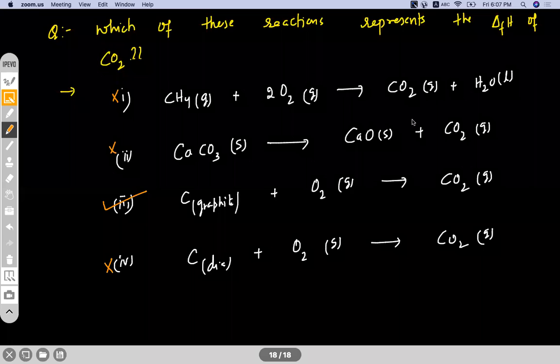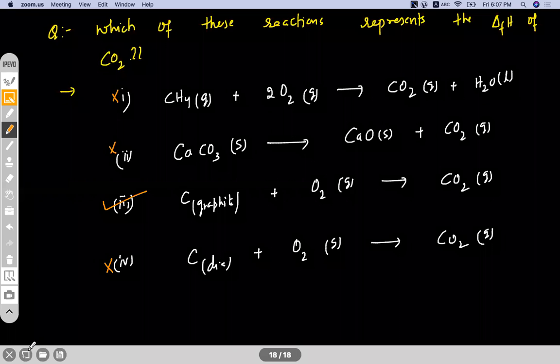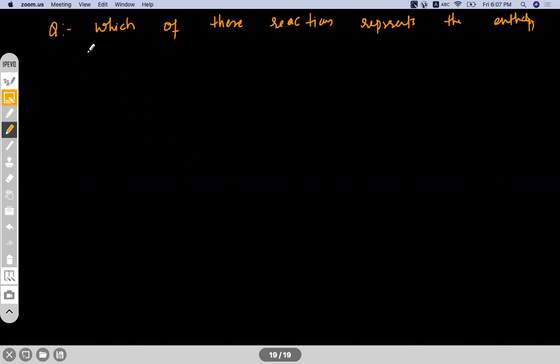Okay. Now, based on this, you see one question they asked in JEE. What is that question? I'll tell you. The question is, which of these reactions represents the enthalpy of formation? After this, we'll take a break. Which of these reactions represents the enthalpy of formation?